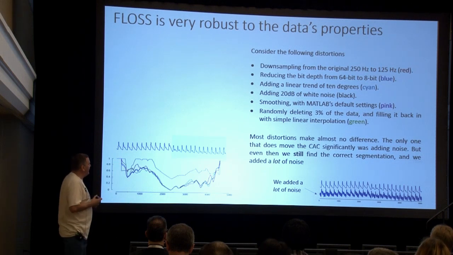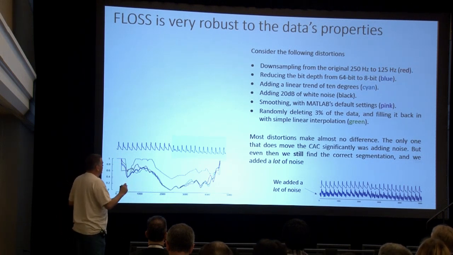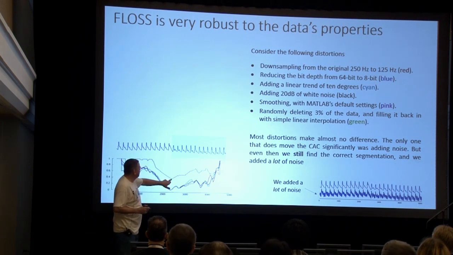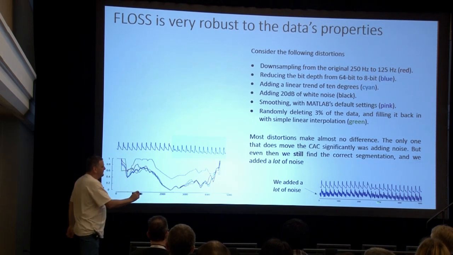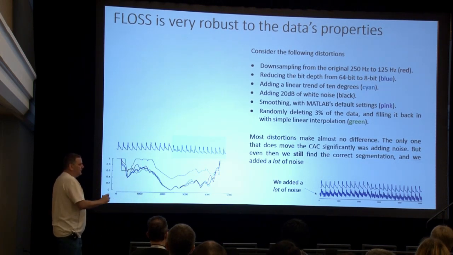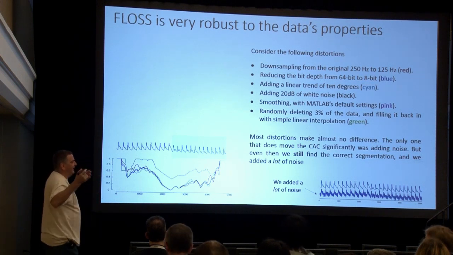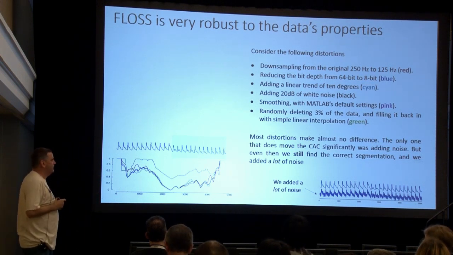The only attack that really changes, actually, is add noise. But even then, add noise shifts the curve up a little bit, but the minimum is actually in the right location. It still segments at the right place. And the noise we added is very, very significant. It's robust to all kinds of attacks, because it isn't looking at global structure, it's looking at lots of local structure instead.